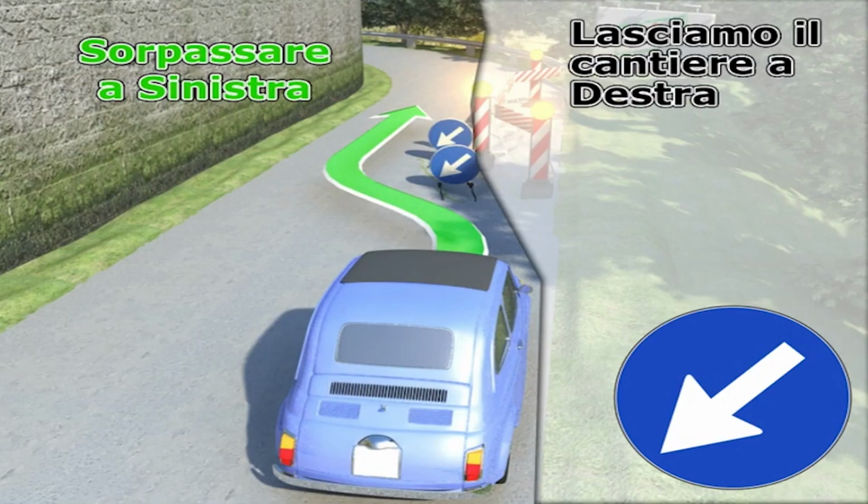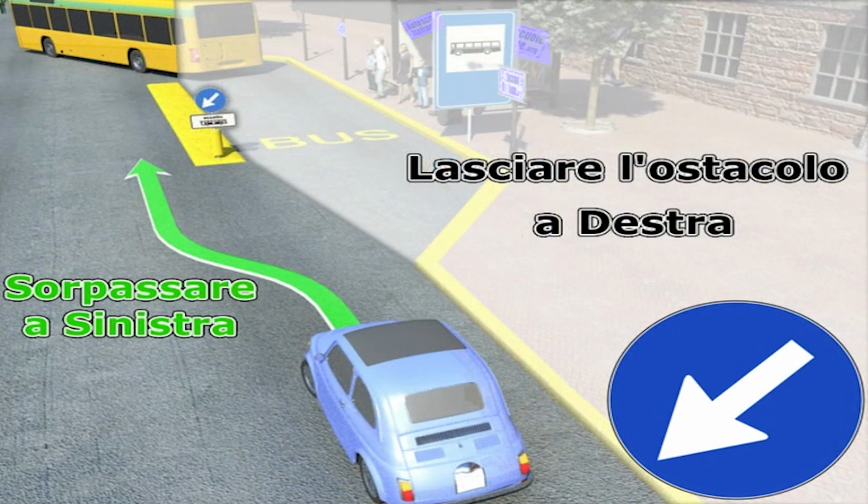Passaggio obbligatorio a sinistra. Obligatory passage to the left. This mandatory sign forces drivers to pass to the left of an obstacle, such as a traffic island or central reservation, a life preserver, or a road construction site. It prescribes overcoming the obstacle on the left side, leaving the obstacle on the right.